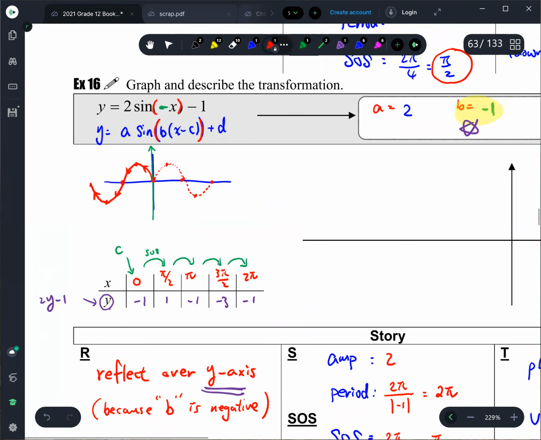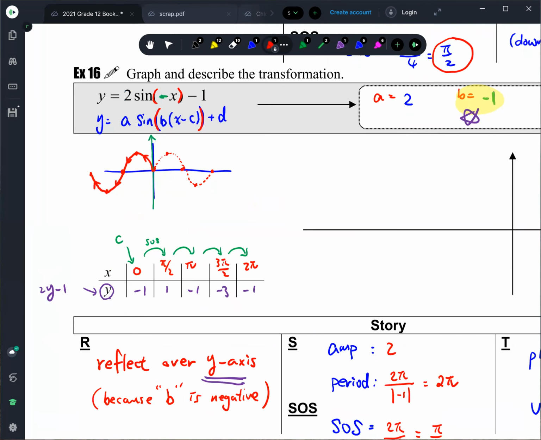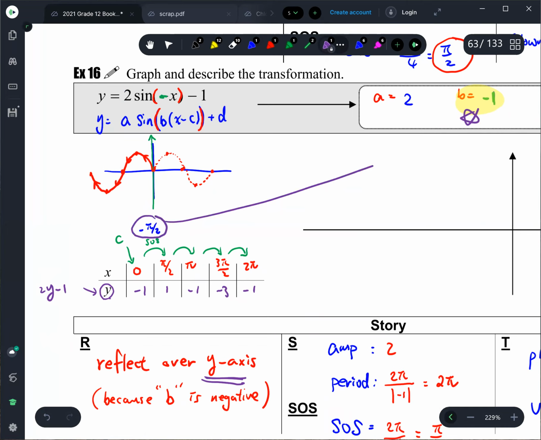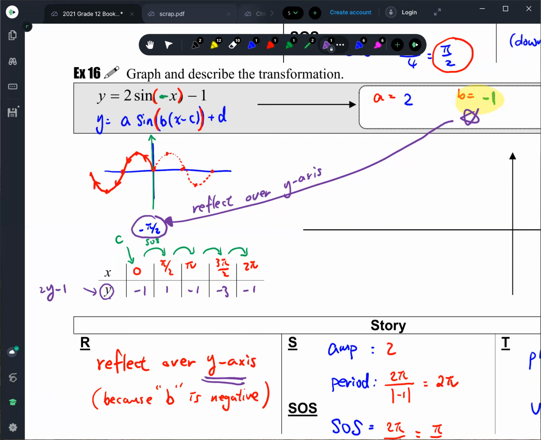So because of your reflection, instead of adding the step size, you need to take your step to the left. For this one, you need to subtract pi over 2 instead of adding pi over 2. This is because you have a negative value for b. Whenever you have a reflection over the y-axis, your step size, you need to subtract.